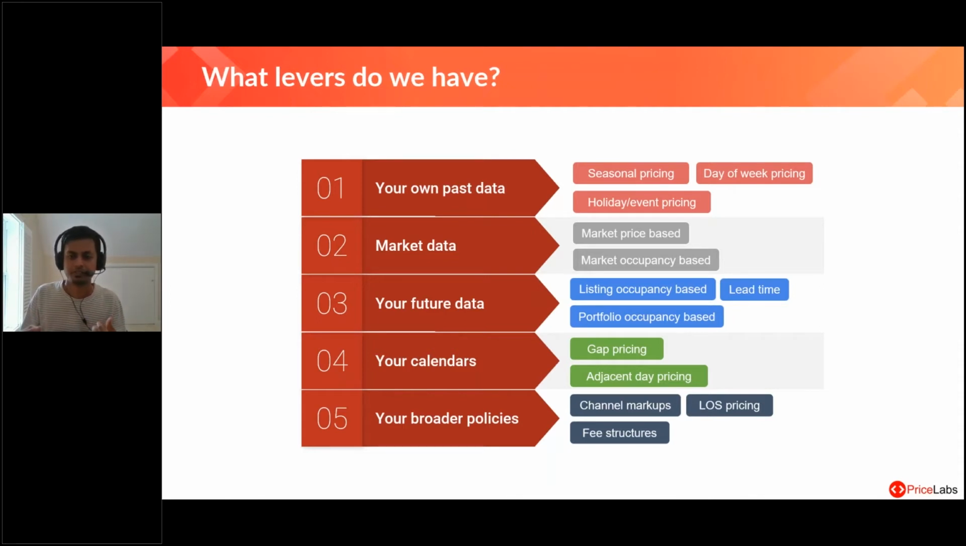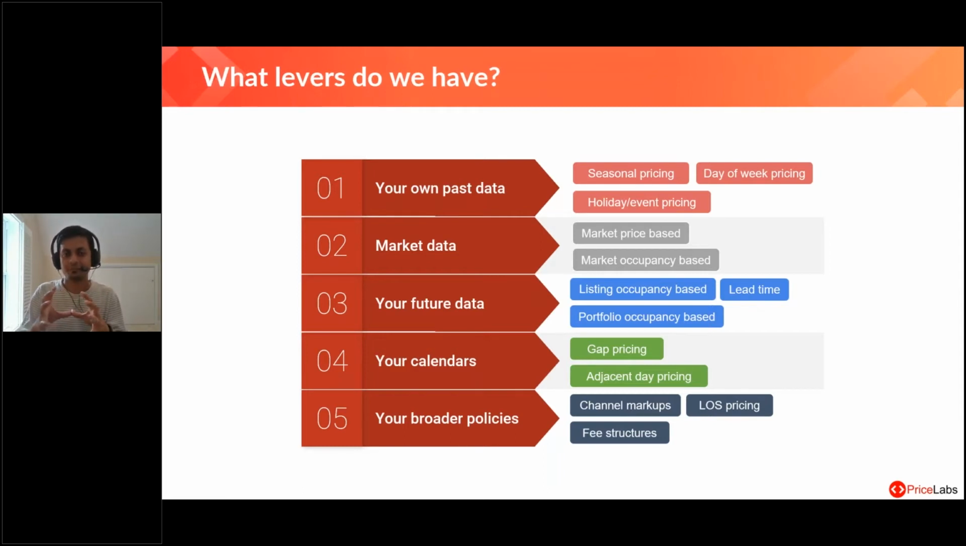What kind of LOS pricing do you want? Like, if you give longer stay discounts, then that helps in many ways because it incentivizes longer bookings. Do you want to do that or not? Because your operations get smoother versus potentially you make less money. Which seasons do you want to do LOS pricing for? What kind of fee structures and things like that?